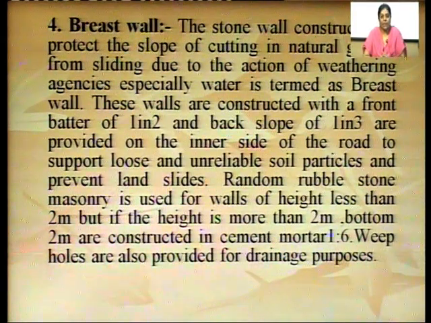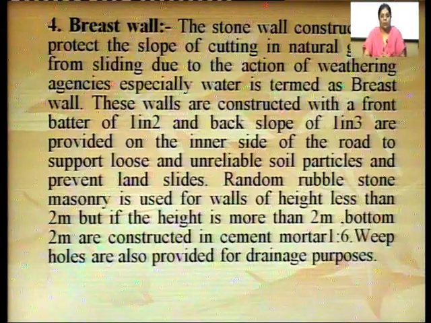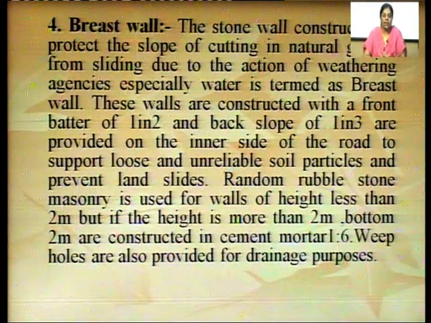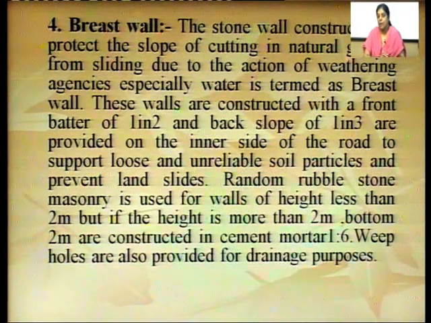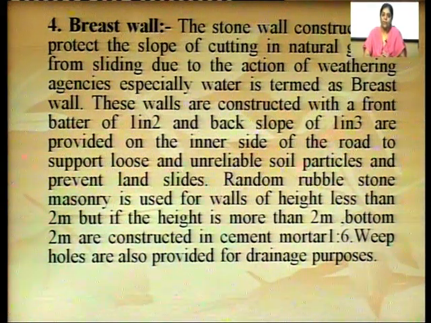Random rubble stone masonry is used for walls of height less than 2 meters, but if the height is more than 2 meters, the bottom 2 meters are constructed in cement mortar of ratio 1:6. And weep holes are also provided for drainage purposes, so that the water coming down the slope of the hill does not accumulate on the wall itself. It should come down and go to the side drain. So, weep holes are provided for drainage purposes.